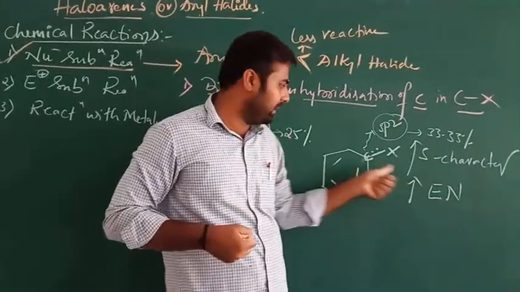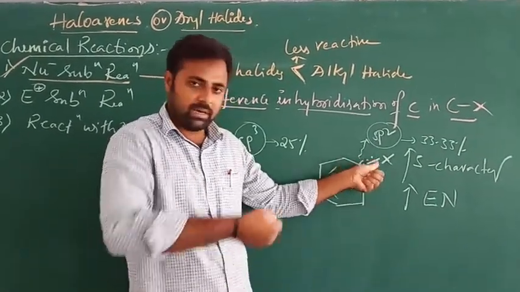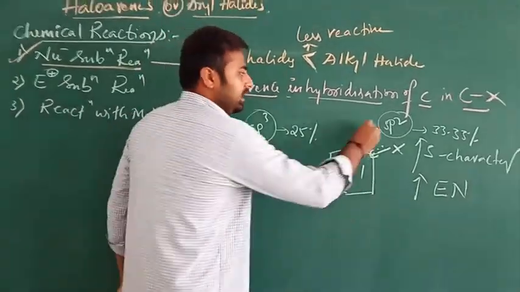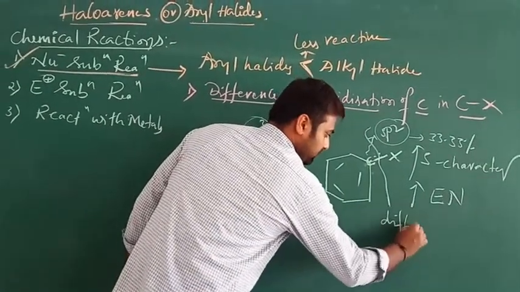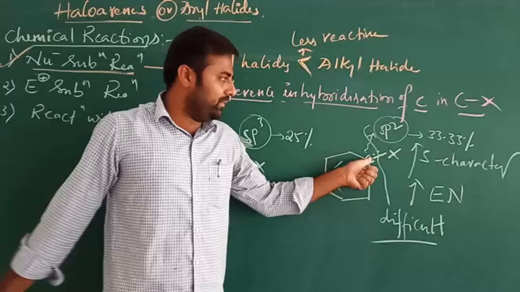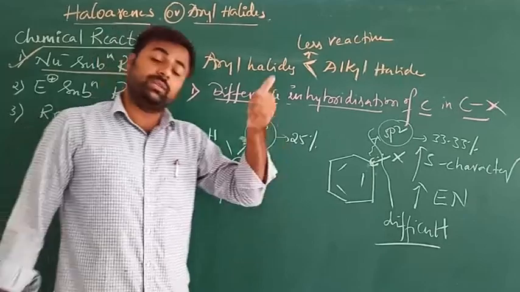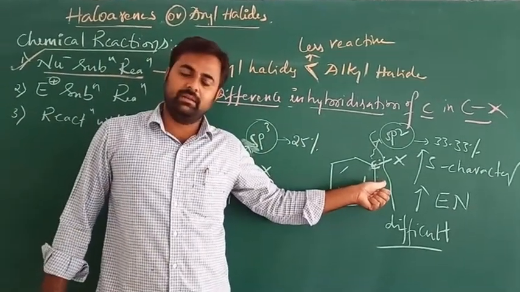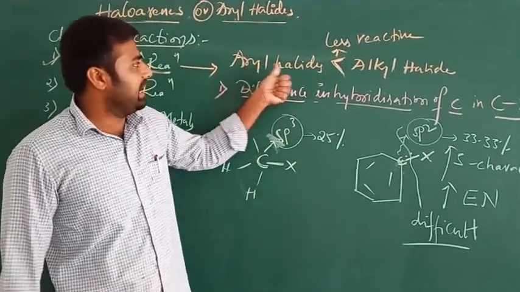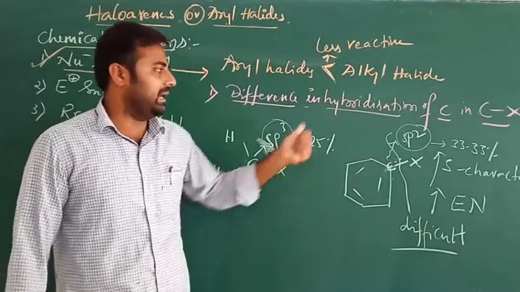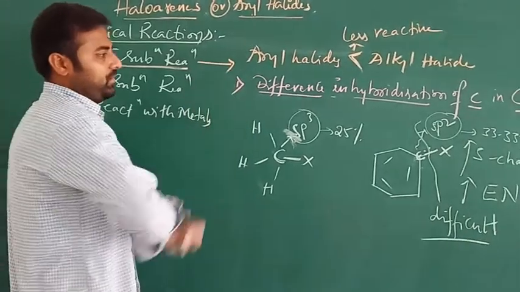Due to its more electronegativity, the carbon can hold the pair of electrons of this C-H bond tightly towards itself. So that's why the cleavage of this bond is very difficult, right? The cleavage of the C-H bond in aryl halides is difficult when compared to this one. So that's why these aryl halides will not undergo nucleophilic substitution reaction when compared to this one. So that's why aryl halides are less reactive than alkyl halides towards nucleophilic substitution reaction. This is the first reason.